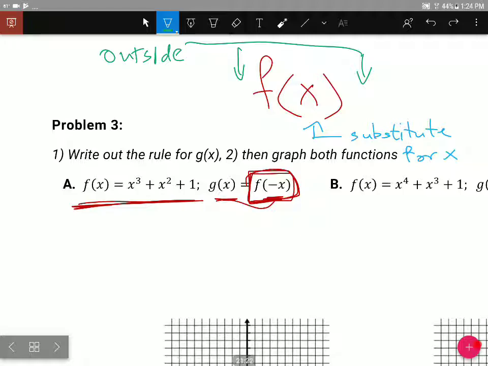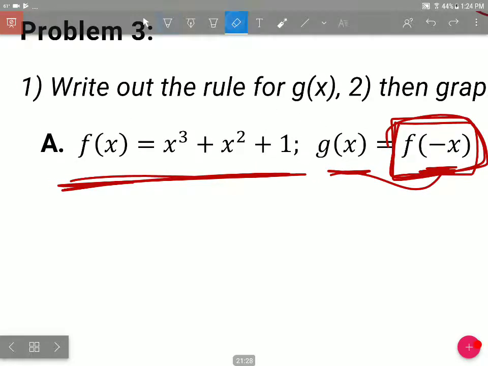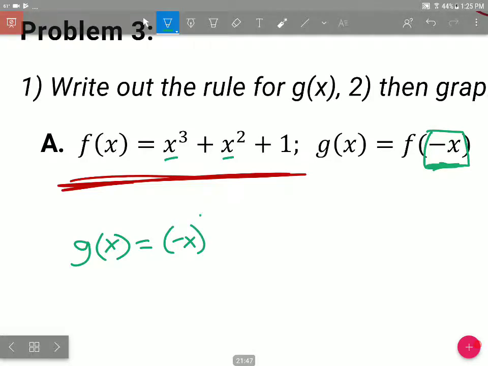Anything outside, we're going to put on the outside. All right, so here we go. Letter A. For this one, is this negative they're adding to it on the inside or the outside? Inside. So I'm going to put a negative x and replace all of these x's with that. So here we go. That would be g of x, that's our new function, equals, instead of x, put negative x, and cube it.